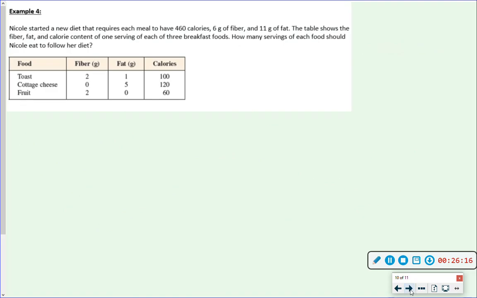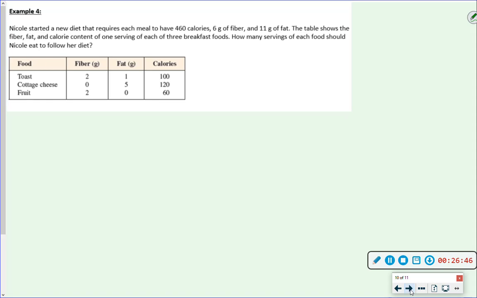Nicole started a new diet, of course she did, that requires each meal to have 460 calories, 6 grams of fiber, and 11 grams of fat. So clearly you can see we're writing equations for fiber, fat, and calories. The table shows for each serving, for the breakfast, whatever, nobody cares. How many servings of each food should Nicole eat to follow her diet? Okay, so we're gonna write one equation for the fiber, one for the fat, one for the calories. Let's start with the fiber.